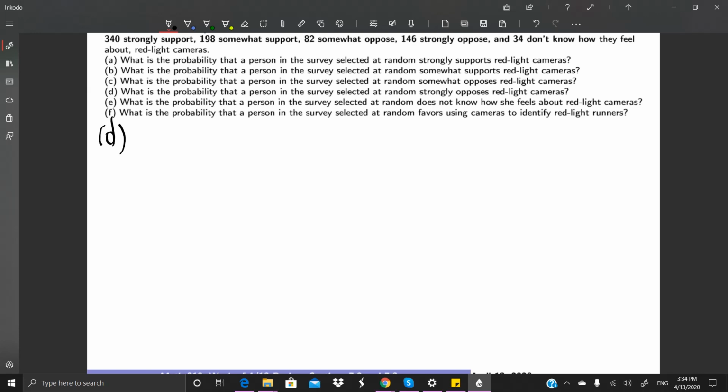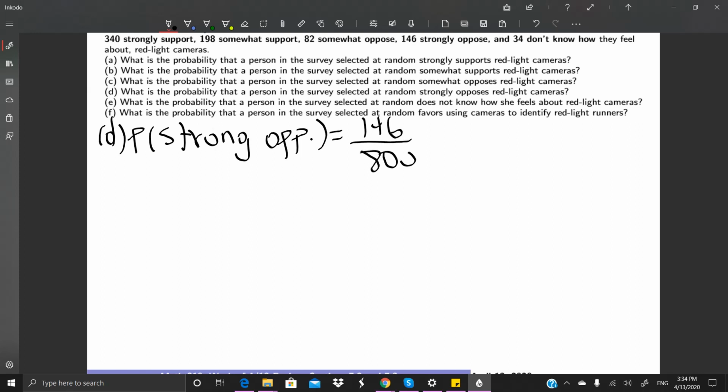Alright, so strongly opposes, there are 146 of those people, so the probability that a person strongly opposes red light cameras is you will take the 146 people divided by 800. So hopefully these are pretty straightforward, nothing complicated about these. You just take the ratios. So this is what I'm getting for that, and this is approximately 0.18 is what I would enter if I were approximating to 2 decimal places.